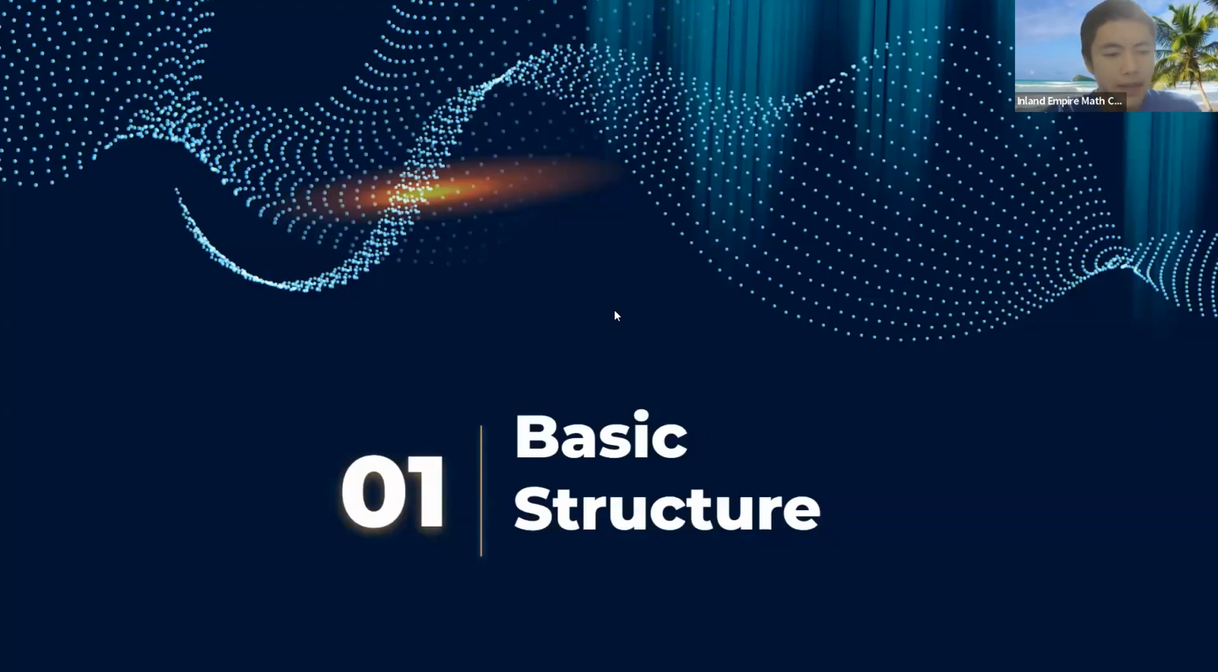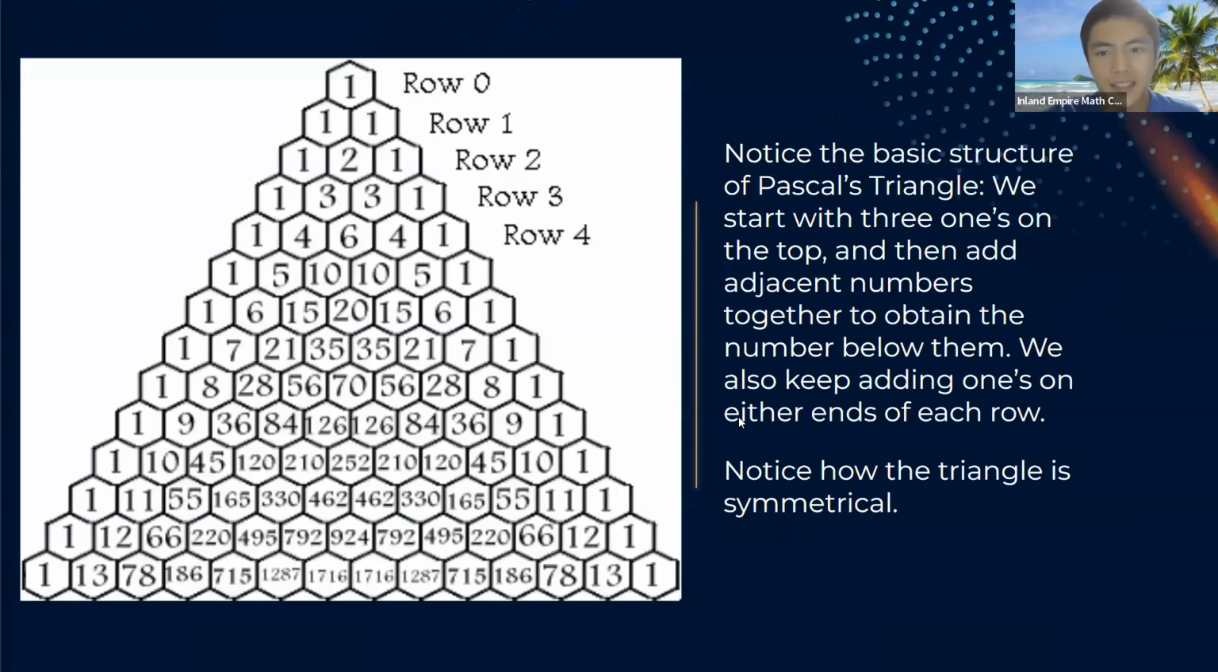All right, so first, basic structure. Some of you may have seen this before. So Pascal's triangle is basically an increasing row of numbers. So we start with 3 ones on the top. As you can see, there's 3 ones on the top, and then you add each adjacent number together to obtain the number below them. And we keep on adding ones on either ends of the row to make it a triangle.